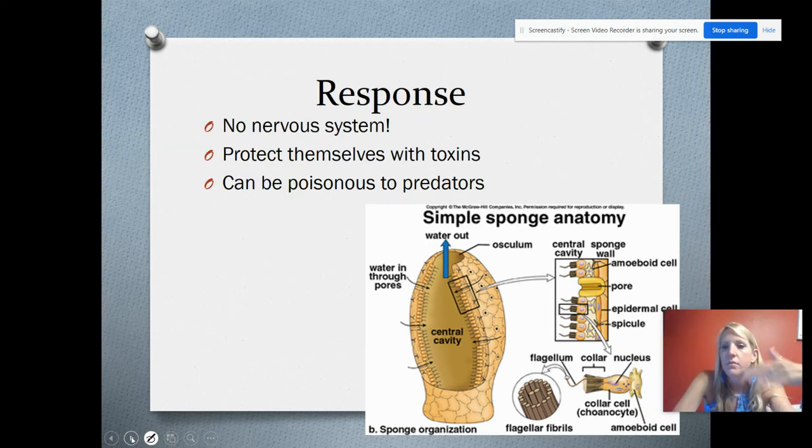They don't have a nervous system because remember, they don't have any tissues. So they either use toxins, they can be poisonous, or they have spicules.